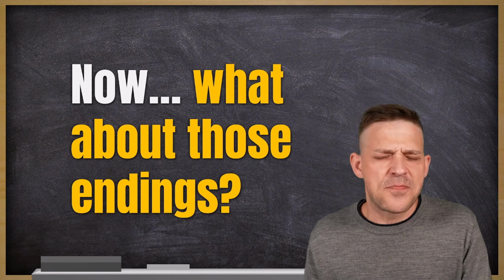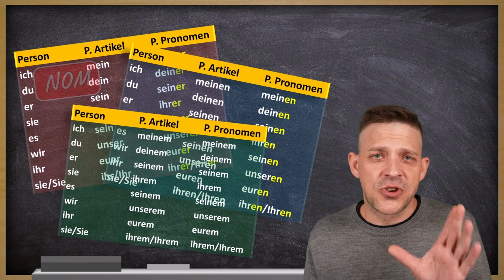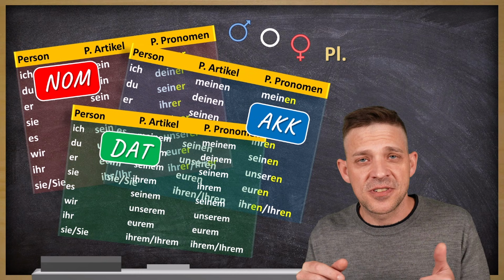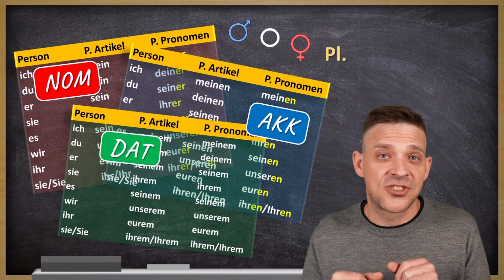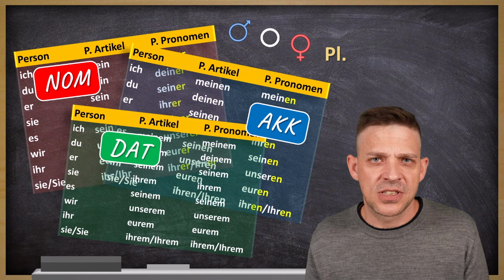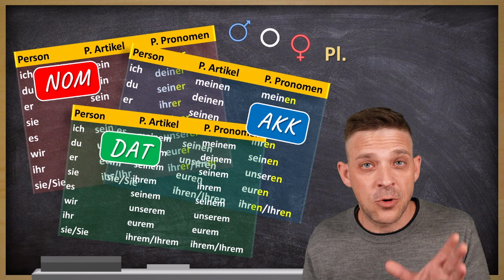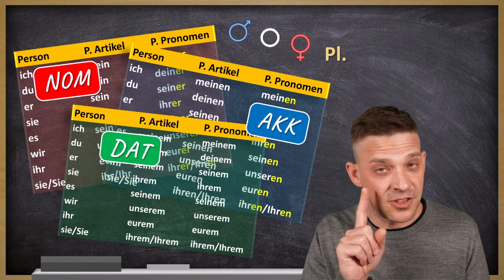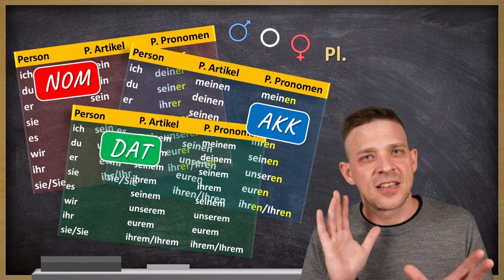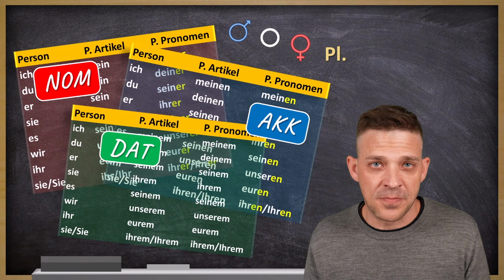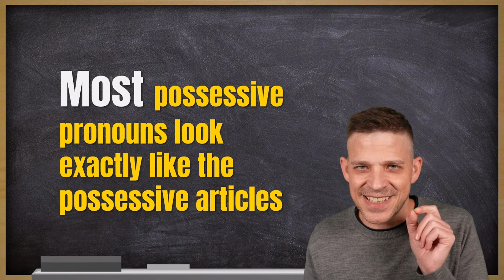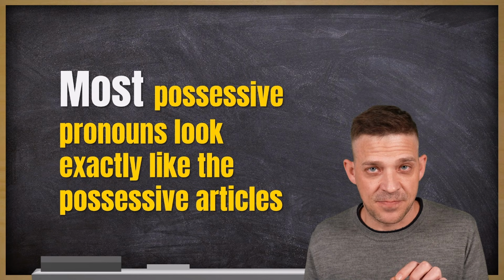So now what about those endings? You could make tons of tables according to each case, nominative, accusative, dative, and according to each gender, masculine, neutrum, feminine, plural, and then you have a lot of different tables, which makes it kind of complicated. It's definitely worth memorizing the possessive articles, not the pronouns, the possessive articles with these kinds of tables. Because the possessive articles are something you most probably will use more often. But for the pronouns, don't do this because most possessive pronouns look exactly like the possessive articles, which is good news.